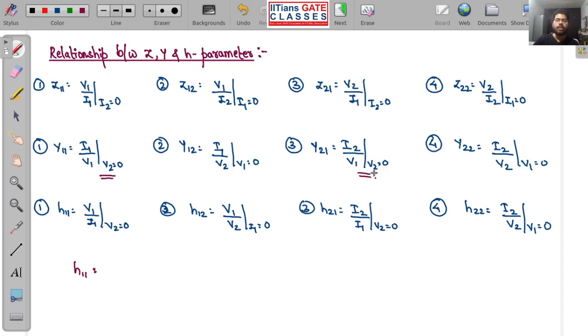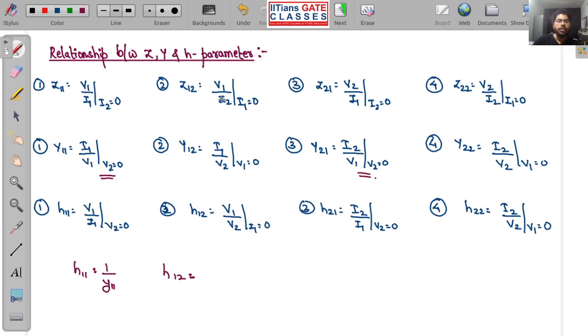So what can I do? Here you can see if I do 1 by Y11, I will get V1 by I1 along with V2 equal to 0. So this is okay. Now what about H12? H12 is when I1 is equal to 0. So this is an open circuit parameter. Open circuit, so I am going to search for it in my Z.